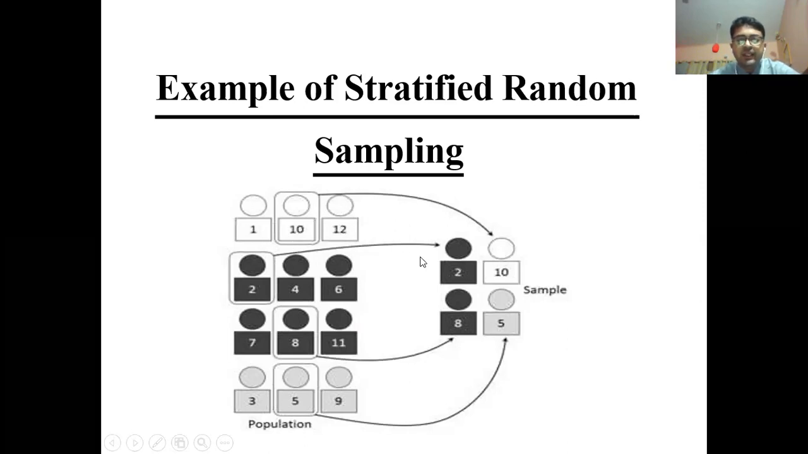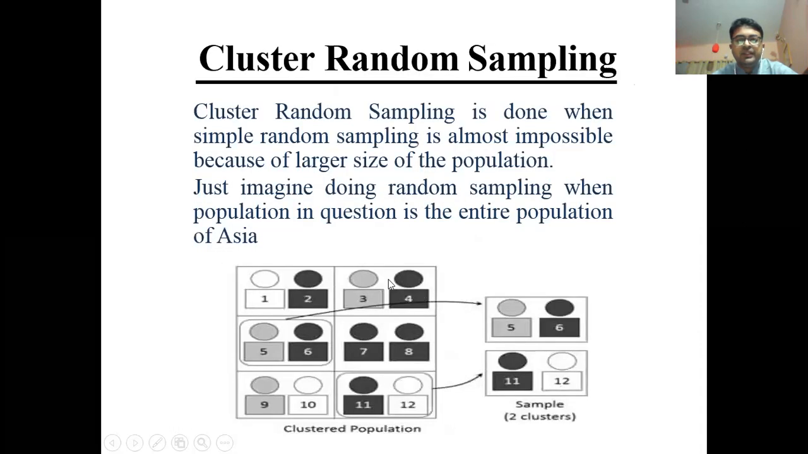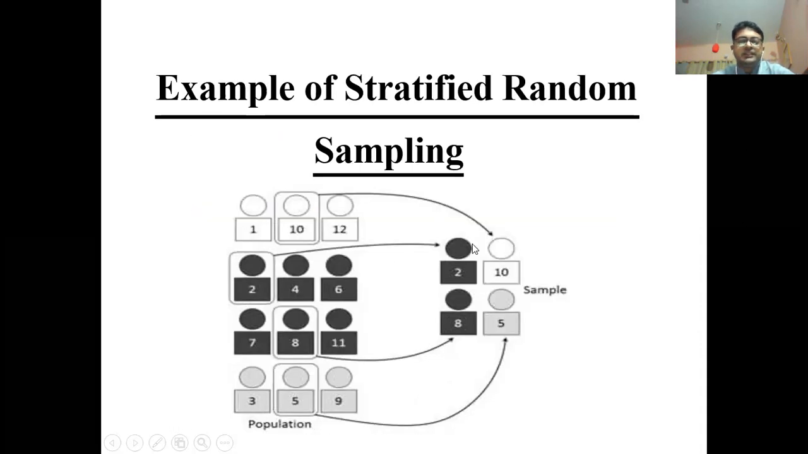So he has chosen 10. In the second strata, or second group, he has chosen the 2. In the third, he has chosen 8. And in this one, he chose the 5. So this is a stratified sampling. We can say this is the stratified random sampling.